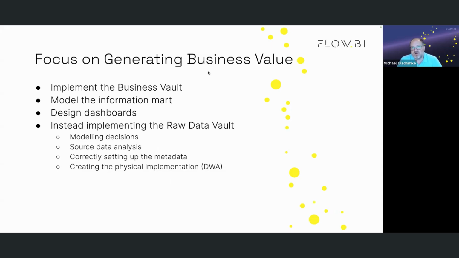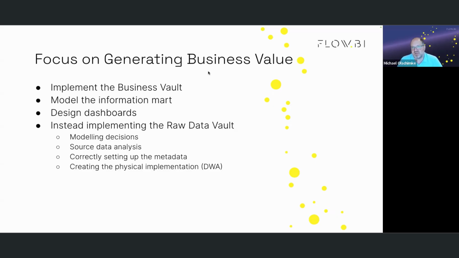And then you're not out of the job here, right? There's so much more work to be done, and you can really focus on the business value now. Because when you build a raw data vault once in your lifetime, you know that it's tedious work. You have to analyze the source data sets, identify the relationships, and so on.